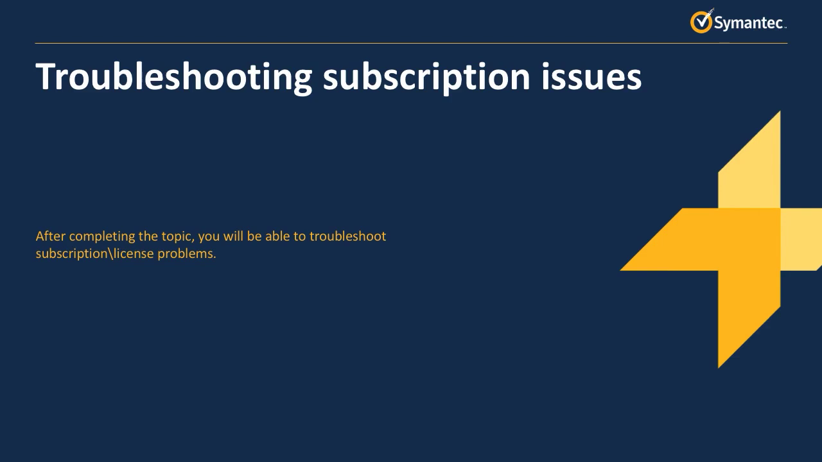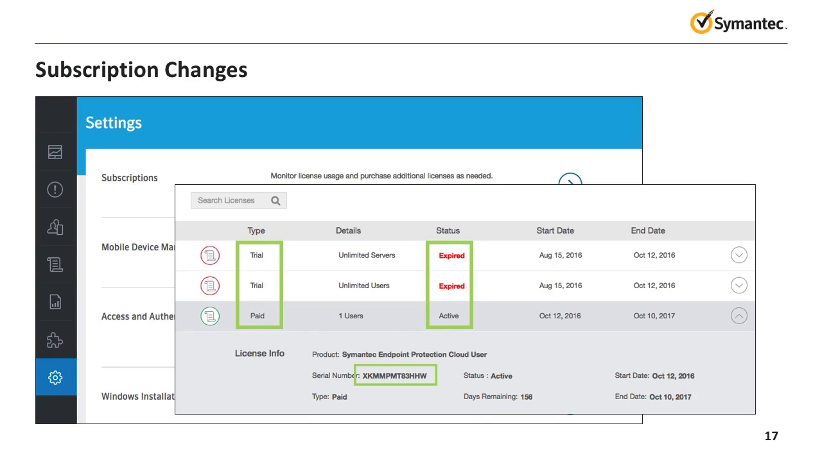This is the Troubleshooting Subscription Issues topic. After completing the topic, you will be able to troubleshoot subscription and licensing problems. Customers no longer input their own license or serial number. When a license is purchased, the serial number is added to their account or a new account is created for them. They must use the Buy Now button in the product to purchase and add a license to their existing trial account. This will expire the trial account and activate the new license.